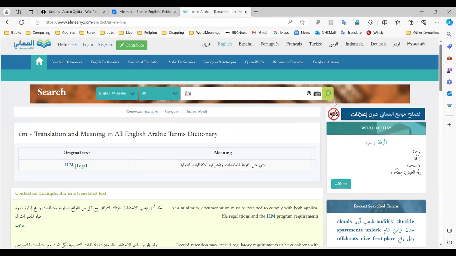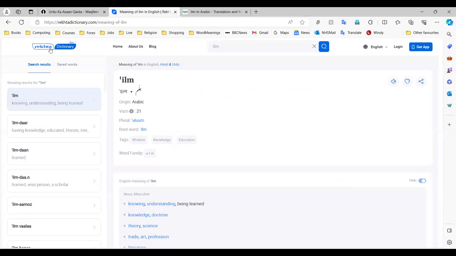Oh, it's not doing that. Okay, then leave it. Then in Rekhta it does. I know in Rekhta. So this is the first website I've sent you, Rekhta. I've already sent it in the group chat. It's already there. Yes, I'm going to do it again. So that's one website. You can search here.